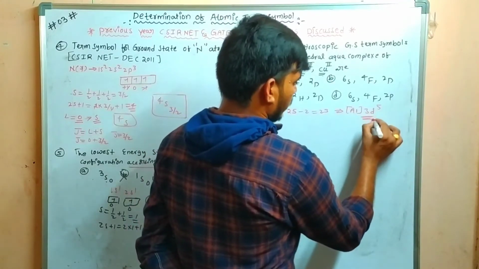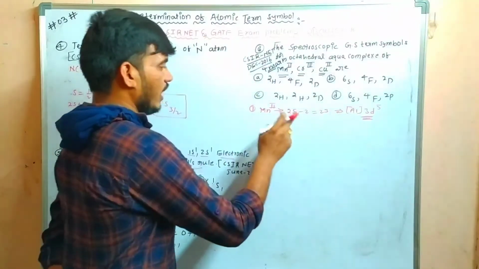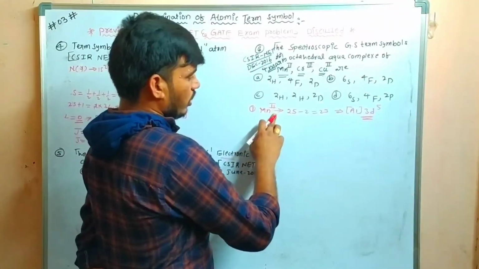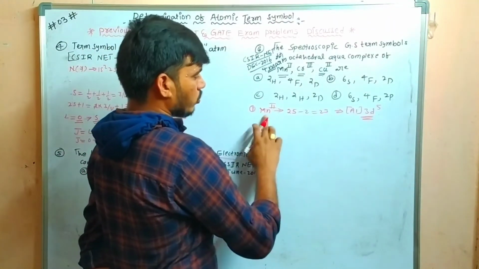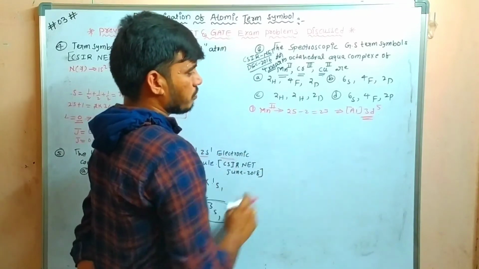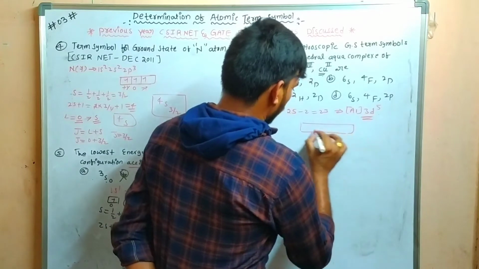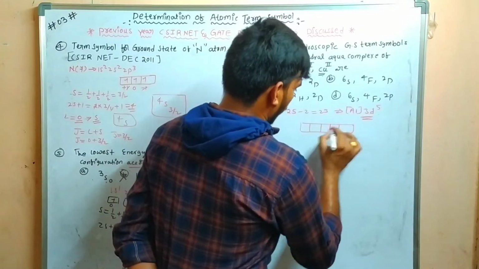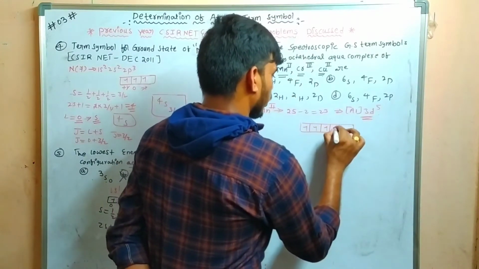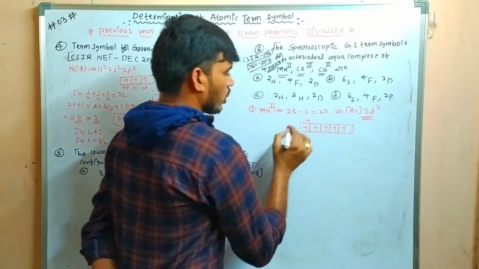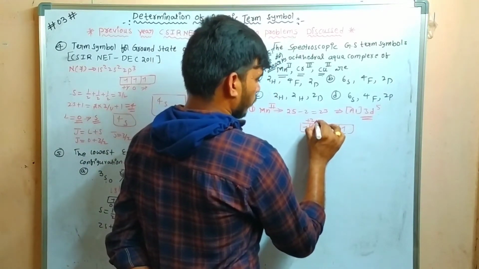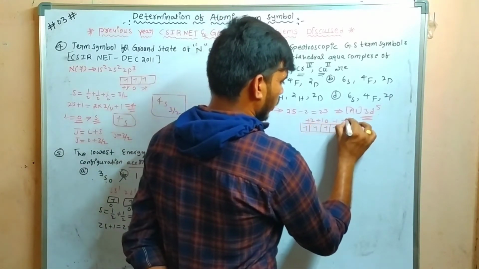So this is argon 3d5 configuration. Mn2+ is given. Mn2+ has a d5 configuration. So the electronic configuration is like that: 1 2 3 4 5. Here also 1 2 3 4 5. The magnetic quantum number values are +2, +1, 0, -1 and -2.